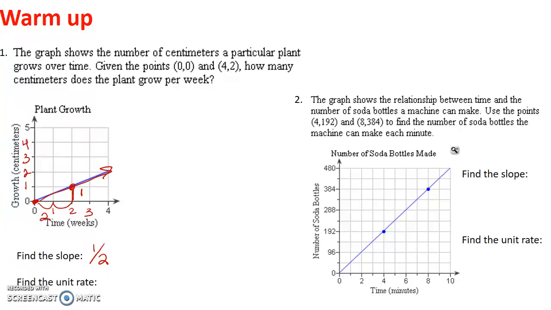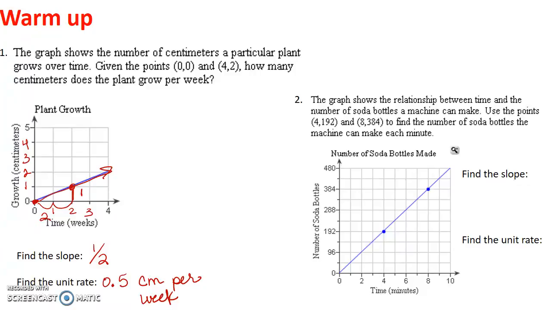And so when I go to write the unit rate, I can either say it's 1/2, or a lot of times Digits is going to want that decimal. And so we're going to say it is 0.5 centimeters per week, and that changes it into that unit rate.